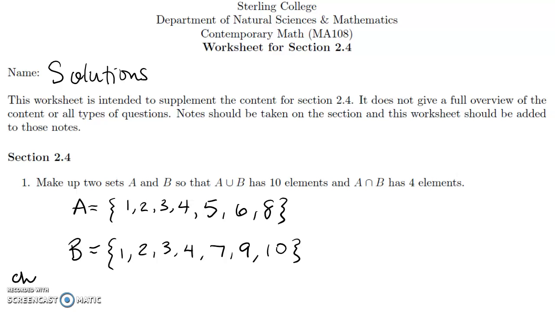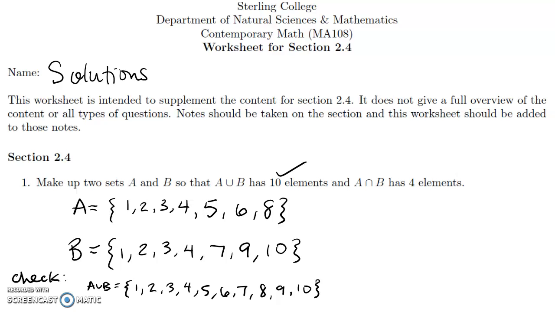Now, just to check, let's find those intersections and unions. So A union B says take any element that's an element of either of them. So 1 is in them, and 2, and 3, and 4. We see a 5, a 6, a 7, an 8, a 9, and a 10. And when we join those two sets together, remember, things like 1 and 2 and 3 and 4, we only write once in my union set because it just matters that it is an element, not how many times it showed up. So that part worked.